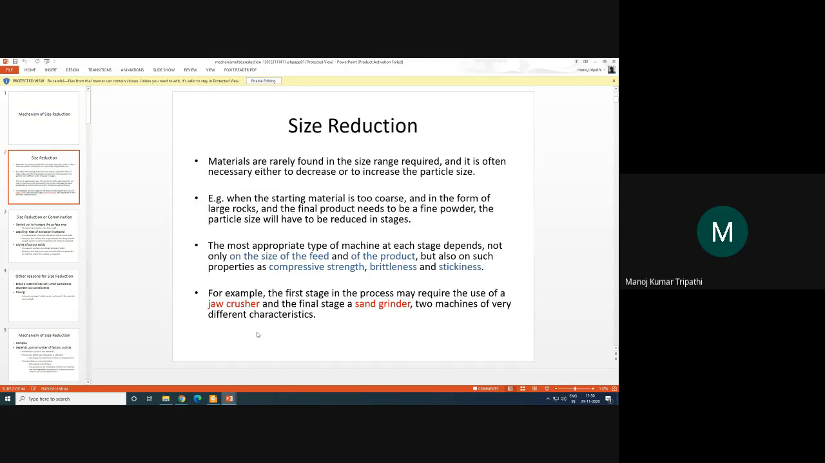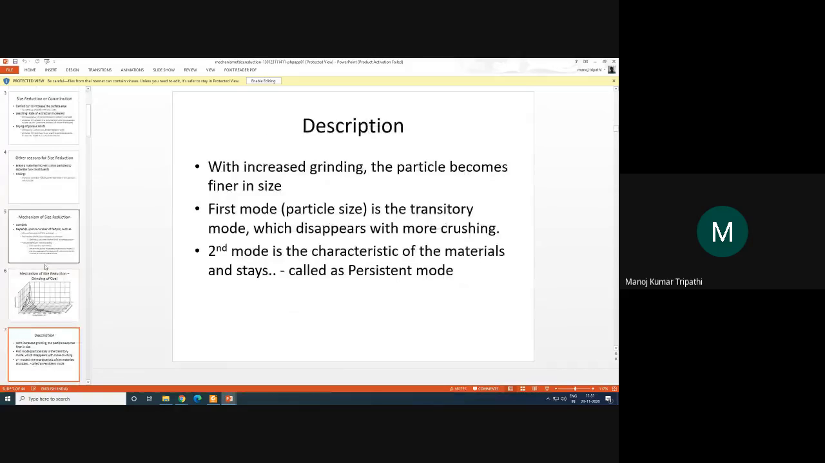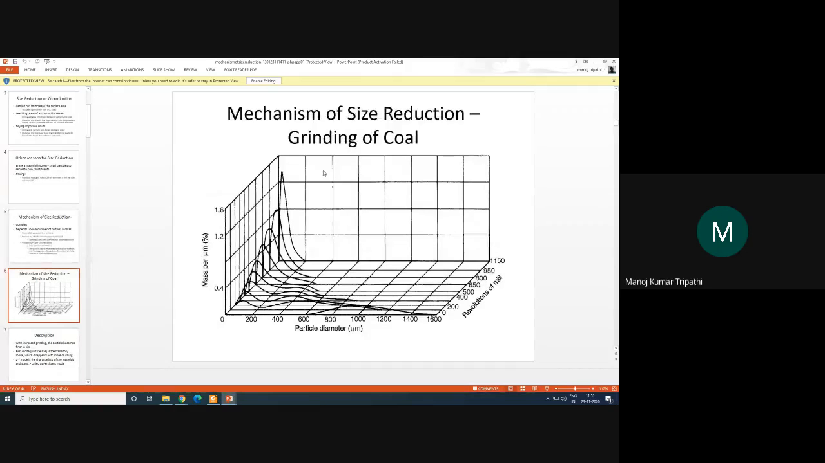Size reduction depends on several properties such as compressive strength of particles, brittleness, stickiness. If, let's say, there is some material which forms agglomerates, then if you grind it, the particles which have already broken down may again come together and form a bigger particle. So it may not be fruitful after some limit to grind it even further. Okay. So there are several things to discuss here, but let us discuss this first.